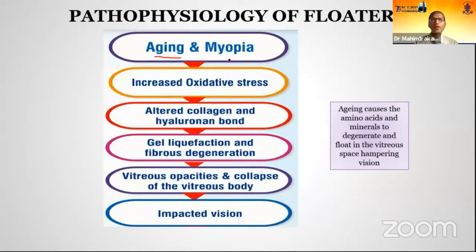So we just saw aging and myopia, also increased oxidative stress, changes in collagen and hyaluronan bond, gel liquefaction, fibrous degeneration, even the collapse of the vitreous body, all these cause floaters. So aging causes the amino acids and minerals to degenerate, and then spaces start forming, which lead to a shadow formation on the retina and affect the vision.